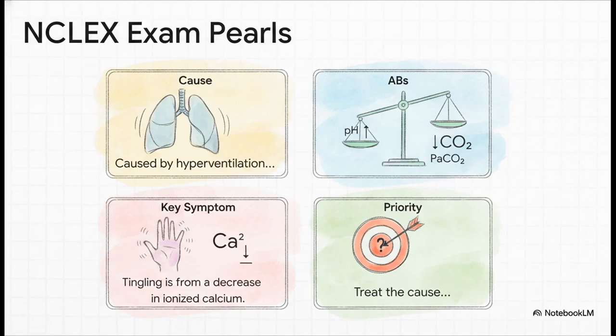What's the cause? Hyperventilation. What do the ABGs look like? High pH, low PaCO₂. What's that key symptom? Tingling, and it's because of a shift in calcium. Which organ started the mess? The lungs. And what's your number one priority? You got it. Always, always, always treat the underlying cause.